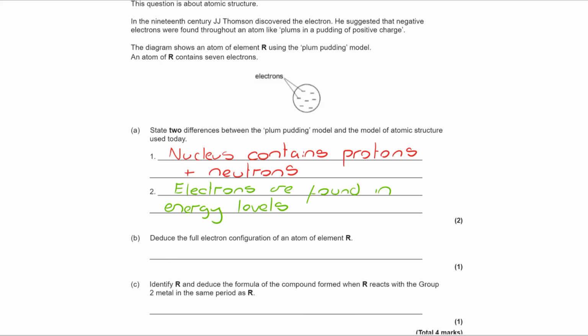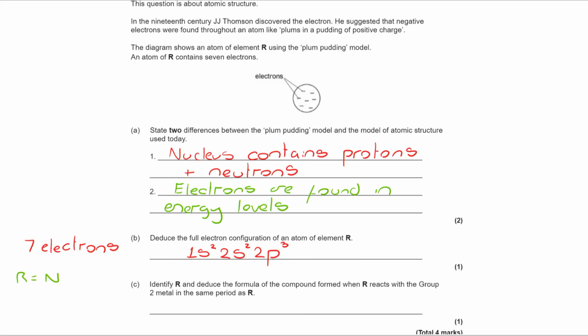Now, once you know that it is 7, you then have to remember the electron configurations and the order in which we fill sublevels. Now, what you should have been aiming for here is 1s2, 2s2, 2p3. I've already touched on the fact that R is nitrogen.